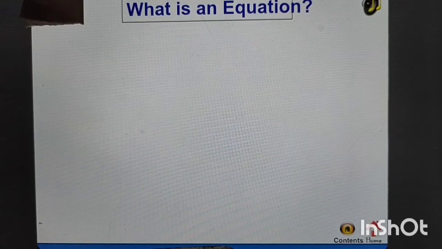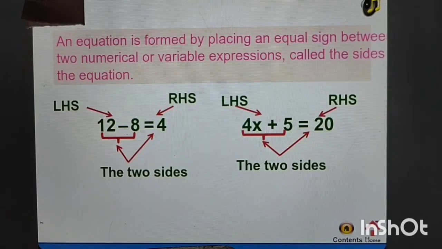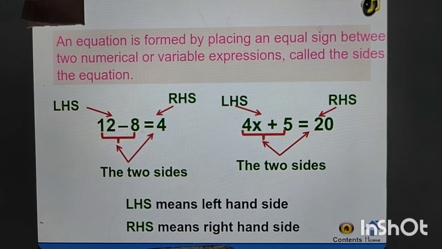Let us learn about an equation. An equation is a mathematical statement which states that the two expressions are equal. Observe the examples of equation shown here. An equation is formed by placing an equal sign between two numerical or variable expressions called the sides of the equation.